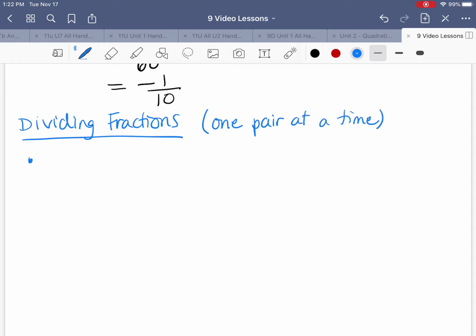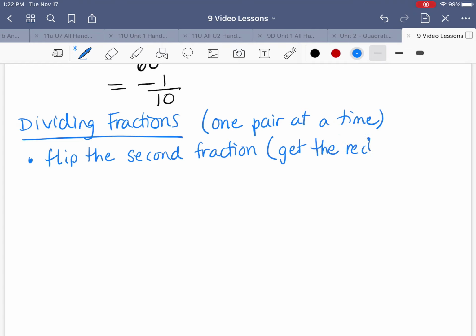This is different from the multiplication example we just did. So we want to flip the second fraction. So the one that's on the right-hand side, as we'll see in a second. This is also getting the reciprocal. And then multiply our numerators and denominators. So let's do two examples here.